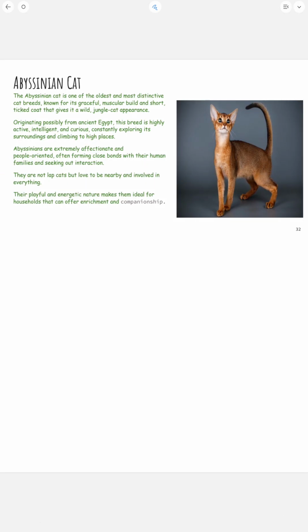And our cat of the day is the Abyssinian. Gorgeous cat from ancient Egypt, we think. It has this wild jungle-like appearance. Very affectionate cat and loves climbing high places. I always think of this cat as the Ethiopian highlands, so it loves just like climbing high places. Not very affectionate in the sense like they don't like sitting on laps, right? They need their personal space, but they do love to be around people. Very good for houses that can match their energy.